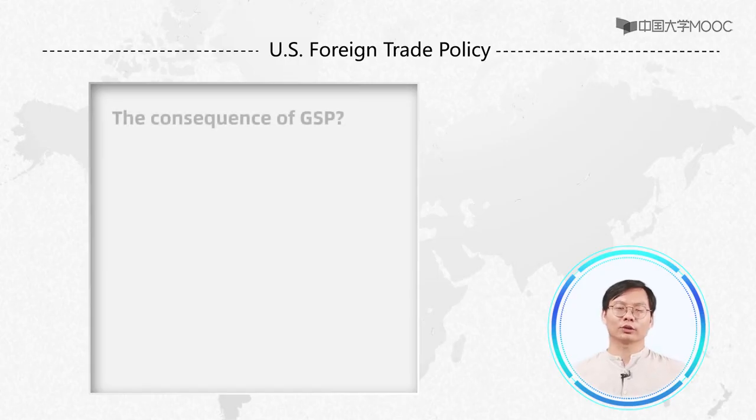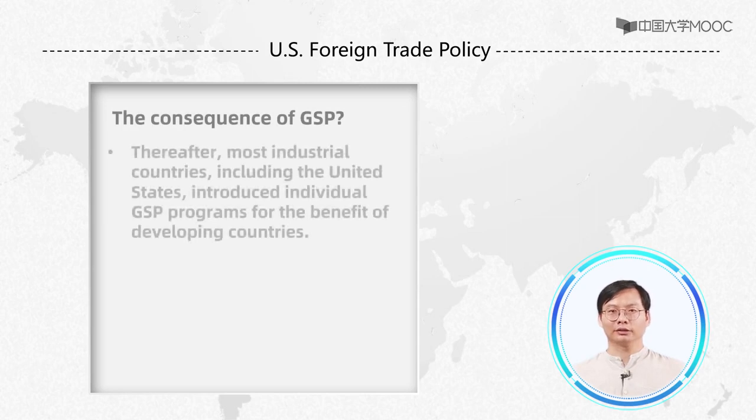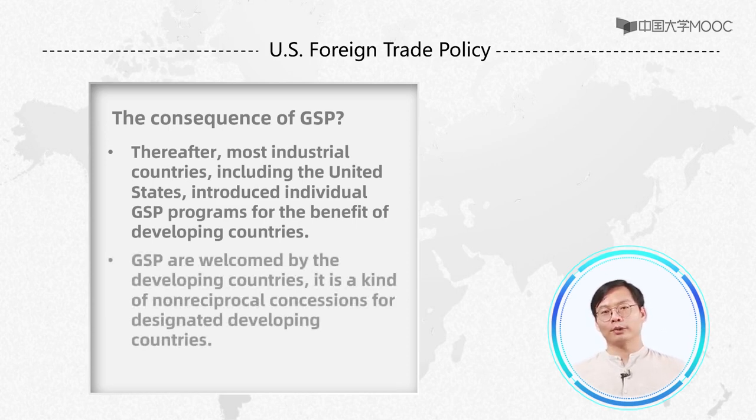Then what is the consequence of the GSP? Most industrial countries, including the United States, introduced individual GSP programs for the benefit of developing countries. GSP was welcomed by the developing countries. It is a kind of non-reciprocal concession for designated developing countries.